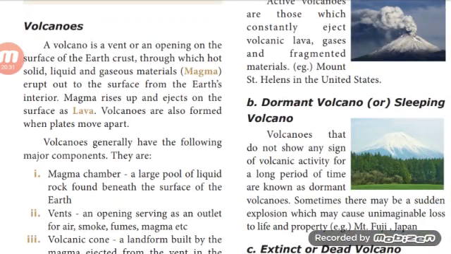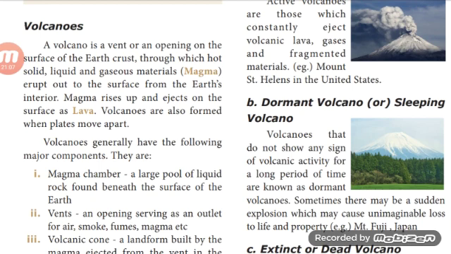The next disaster, we can say. A volcano is a vent or opening on the surface of the earth's crust through which hot solid or liquid or gaseous materials erupt and come out to the surface from the interior. As you know already, when this magma reaches the earth's surface, what happens to that? It is cooled and solidified and known as lava.